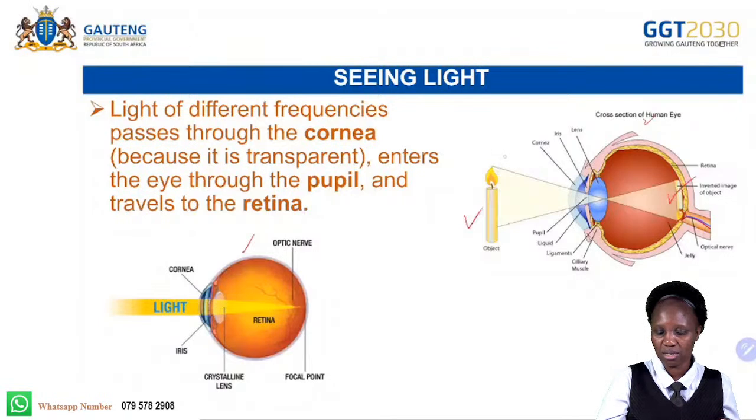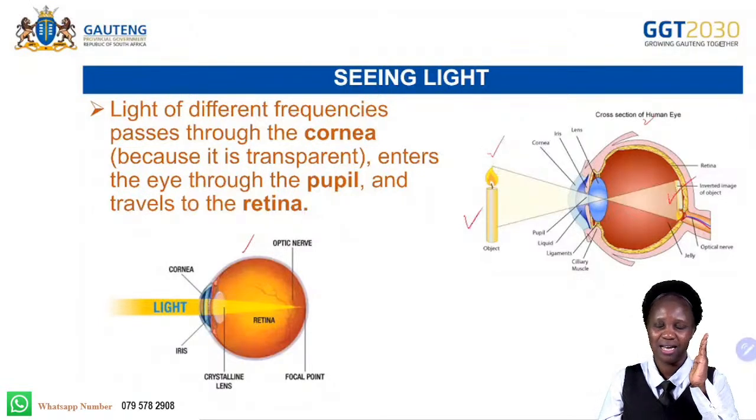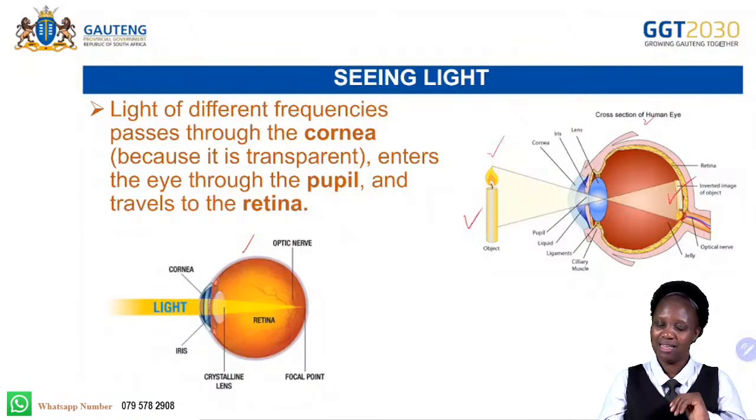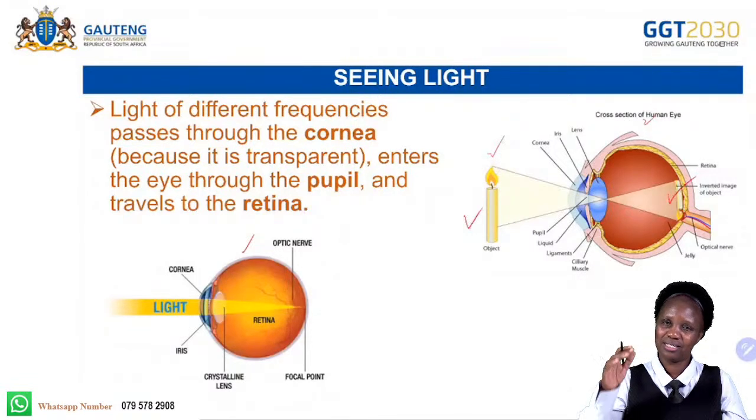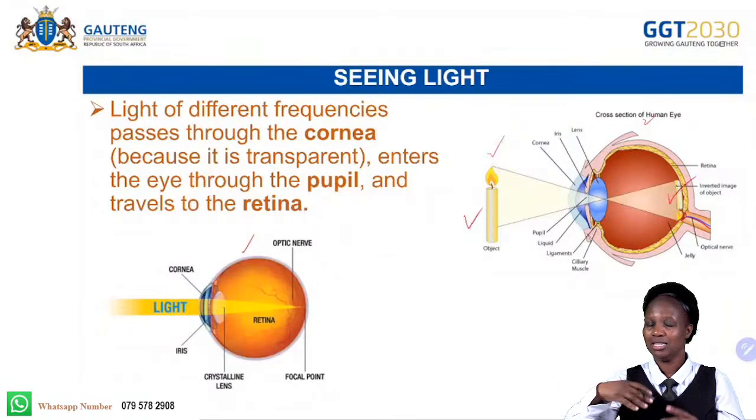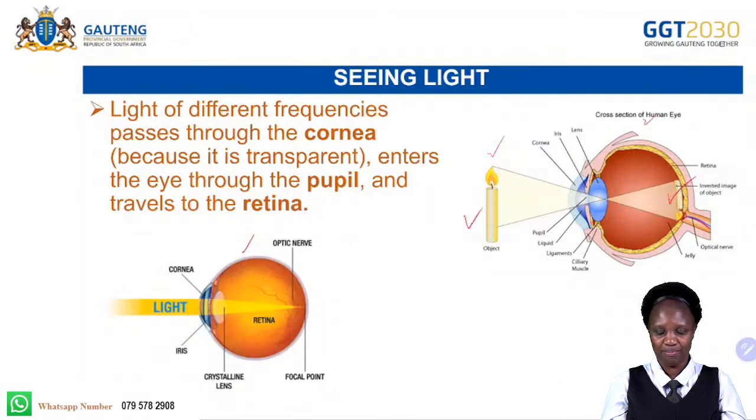For example, at this candle, it is right up, okay? And then look at this one here. It looks upside down. This is what happens in our eyes. All right, let's move on.